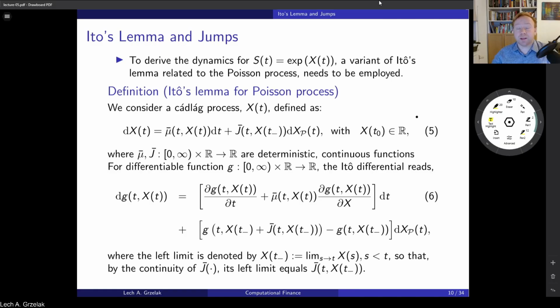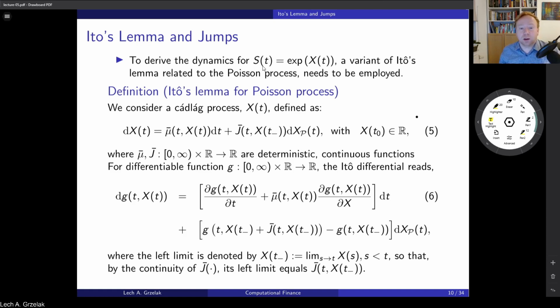So once we have learned how to define a Poisson process, we also need to know how to use it in Ito's lemma. Obviously, standard Ito's lemma does not consider a jump process in its dynamics of the stock. So now we need to make an extension to that.